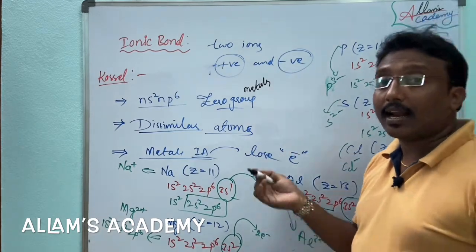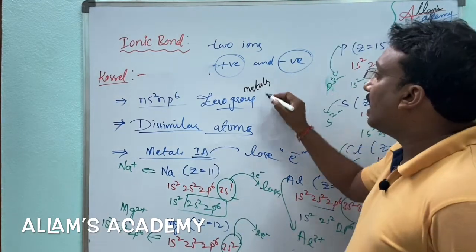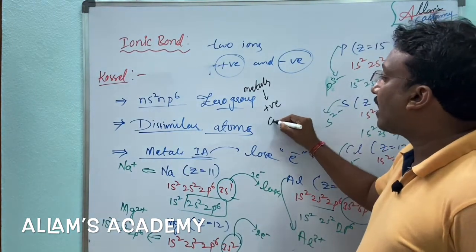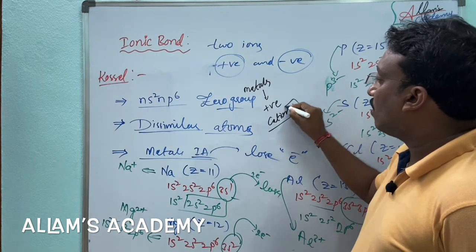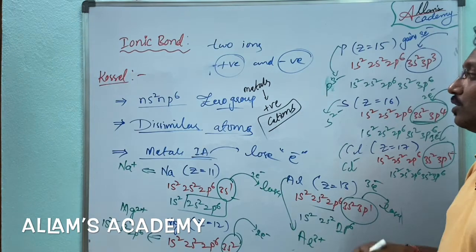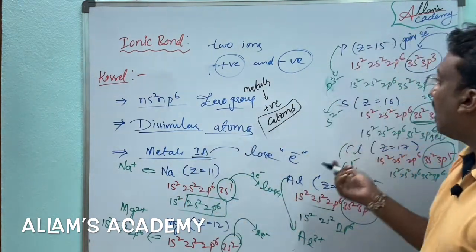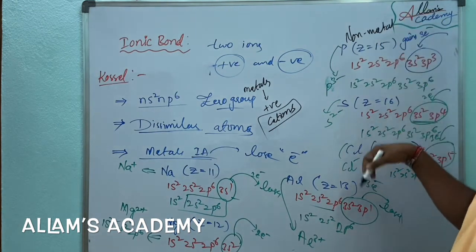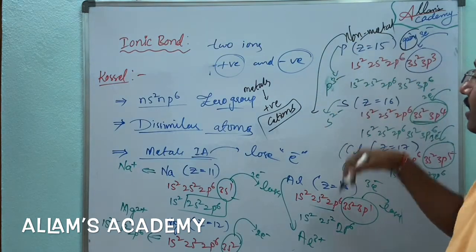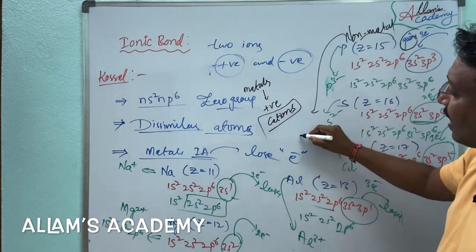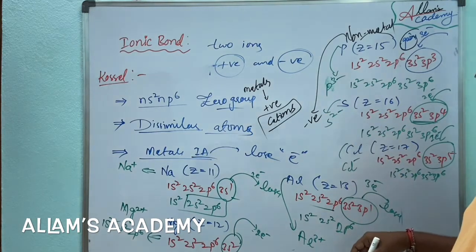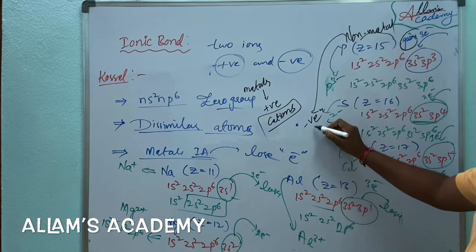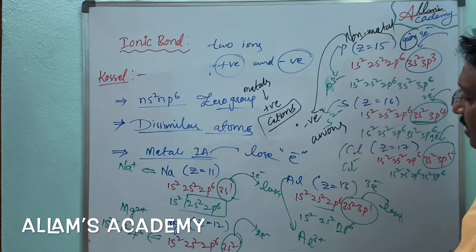Okay. Then we know that metals, by losing their electrons, become positively charged, called cations. So metals are cations. And next, non-metals, by gaining electrons, become negatively charged, and they are called anions. These charged particles are called anions.